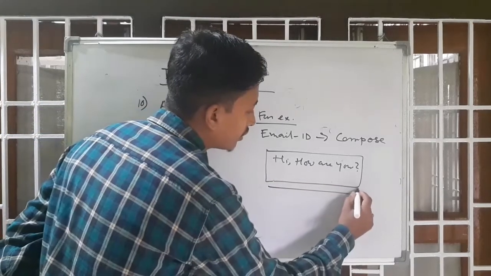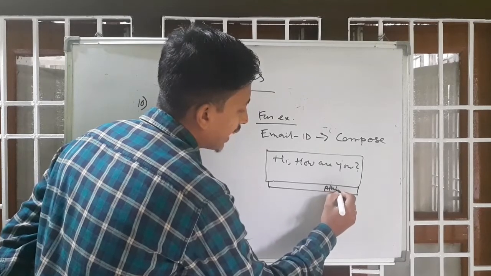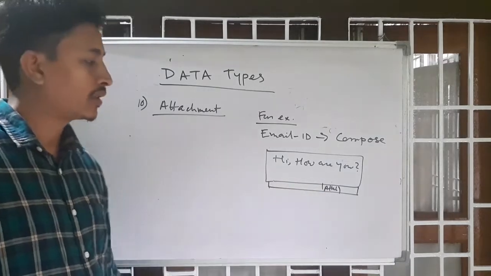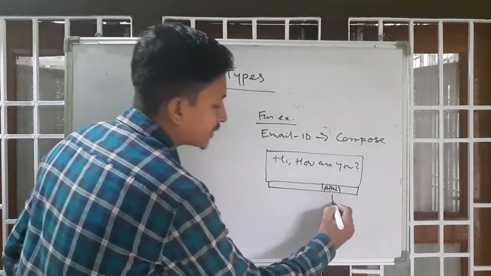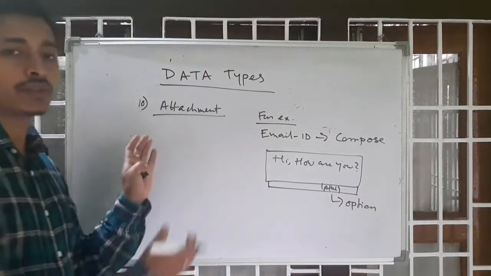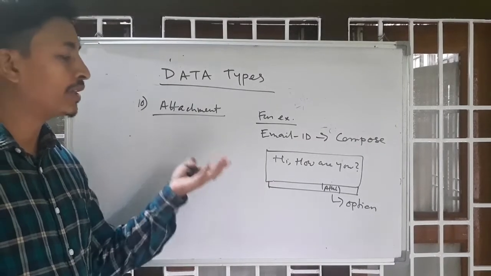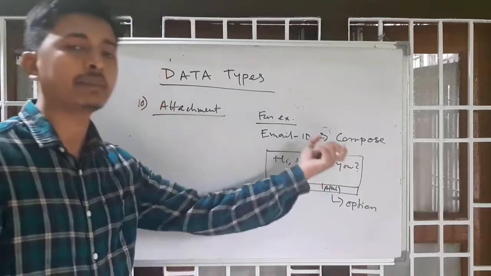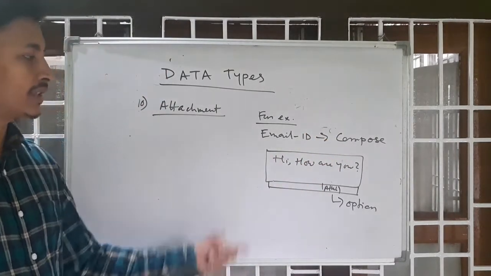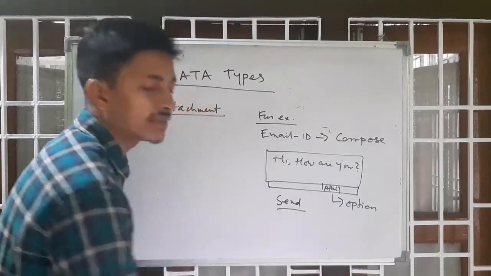In the bottom you can see there is an attachment option. You can see attach. When you click on the attach option, it will give a browsing window. From the browsing window, you select the file which you want to attach with this email message. Just attach the file, and after that you click the send button.